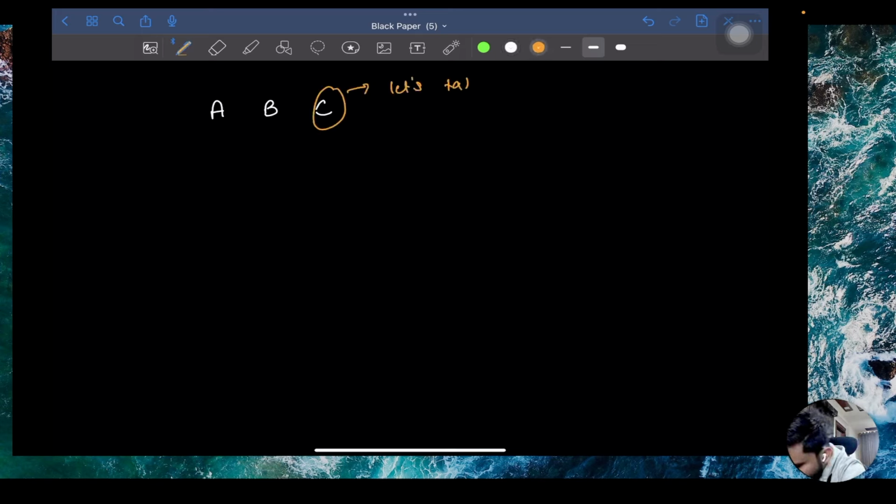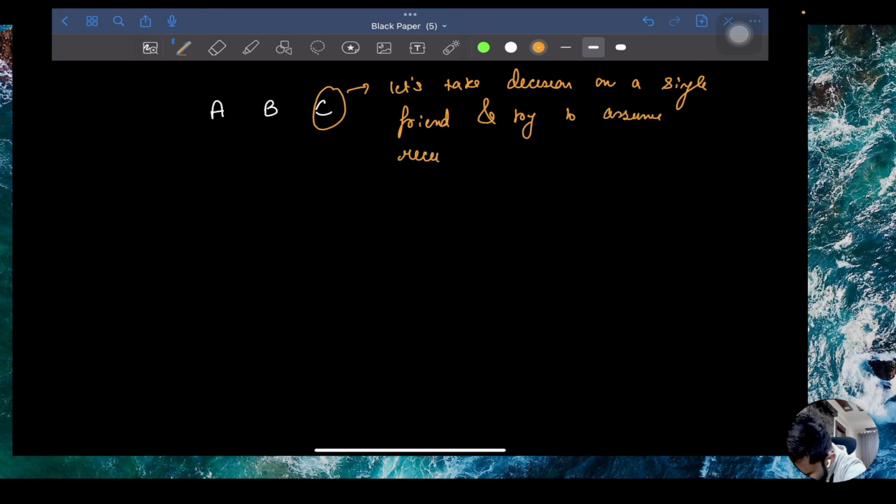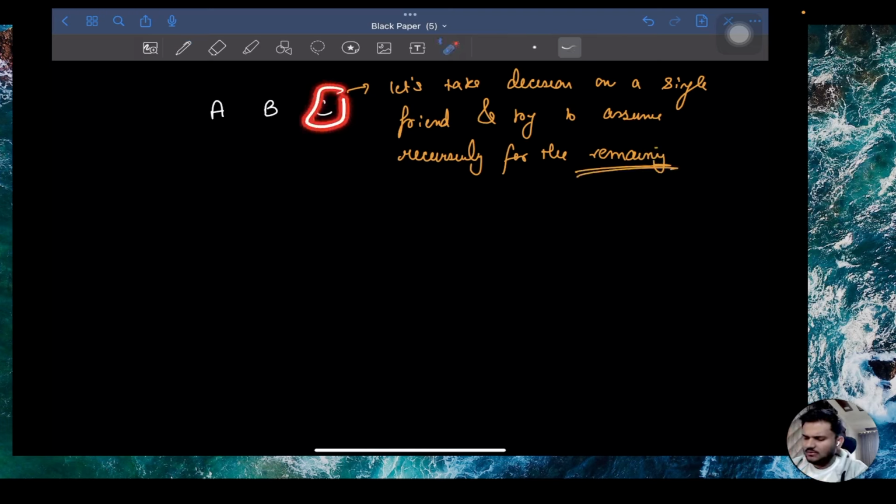Let's take a decision on a single friend and try to assume recursively for the remaining. So we will try to assume things for one friend, how this one friend is going to go, and try to generalize it recursively for the remaining friends. Okay, so just think about it.